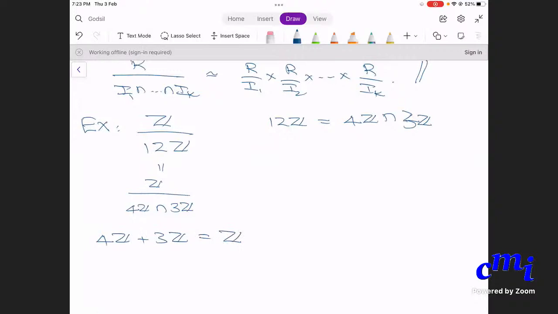Why is that? Because I can take 4 here and minus 3 here, and I'll get 1. Once I get 1, that means they are co-maximal. If I can get 1 by adding an element of each of two ideals, then those two ideals are co-maximal. So this is co-maximal. So by the Chinese remainder theorem, this is isomorphic to Z mod 4Z cross Z mod 3Z.